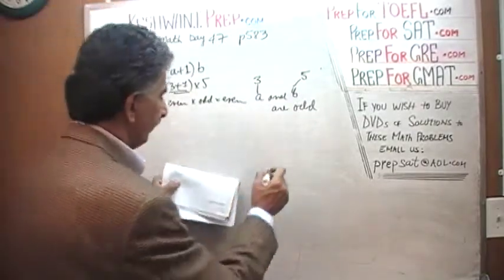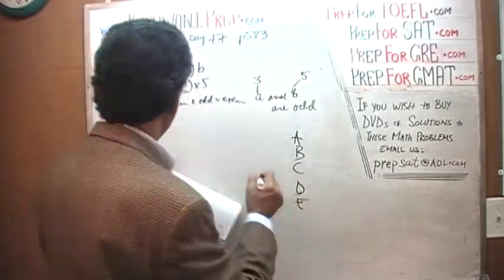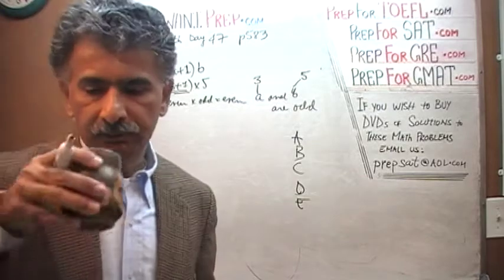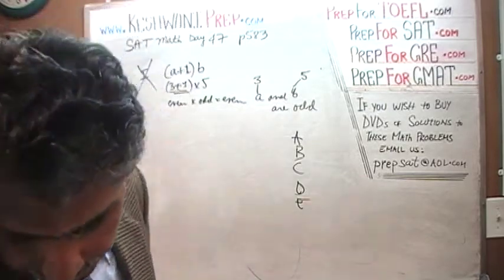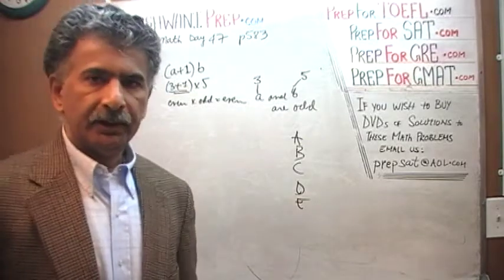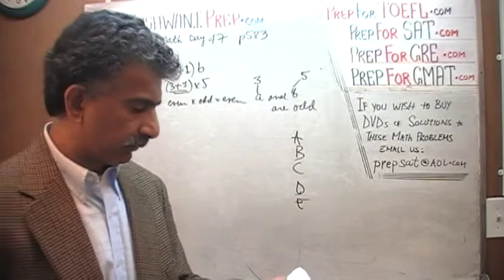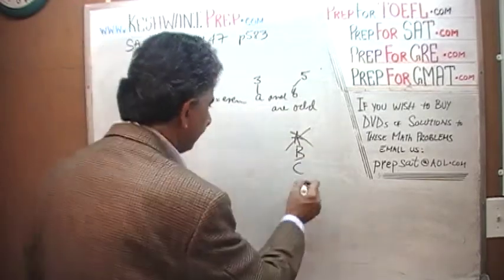So let's look at the answer choices here. A, B, C, D, and E. So now we know that the first statement is false, which means any answer choice that contains Roman numeral 1 cannot be the right answer. What can we cross out? We can kill A, we can kill D.